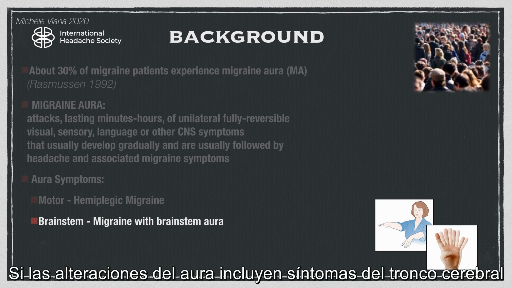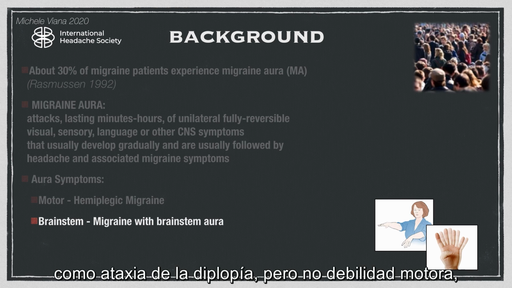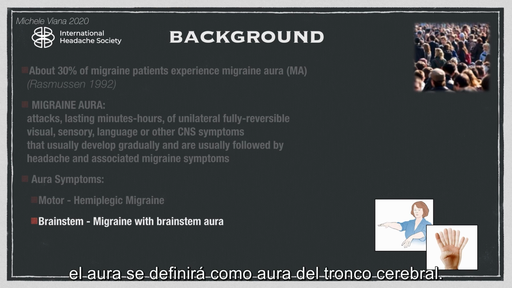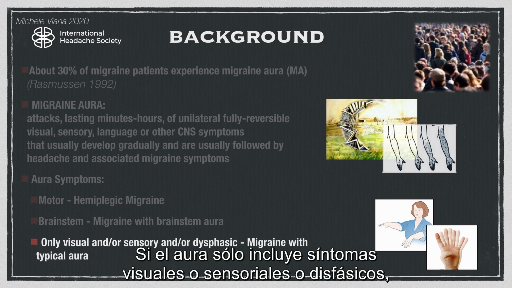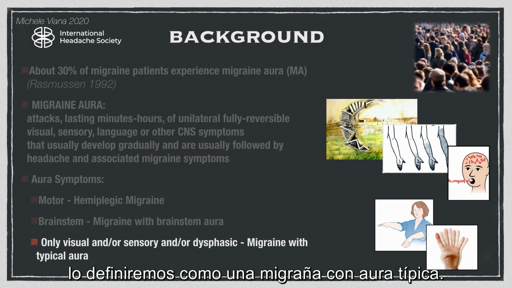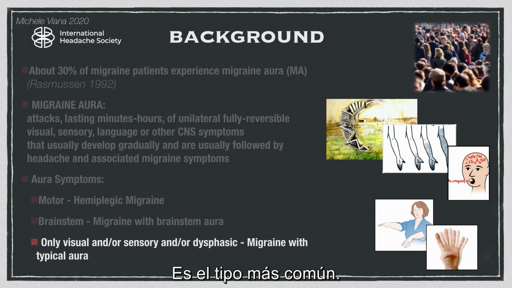If aura disturbances include brainstem symptoms such as diplopia or ataxia but not motor weakness, aura will be defined as brainstem aura. If aura includes only visual or sensory or dysphasic symptoms, we will define migraine with typical aura, the most common type. And in this video, I'll talk about this one.